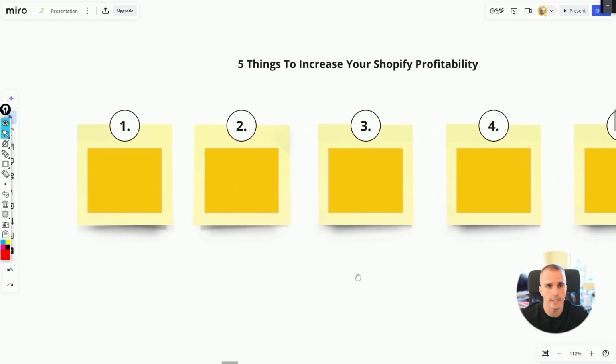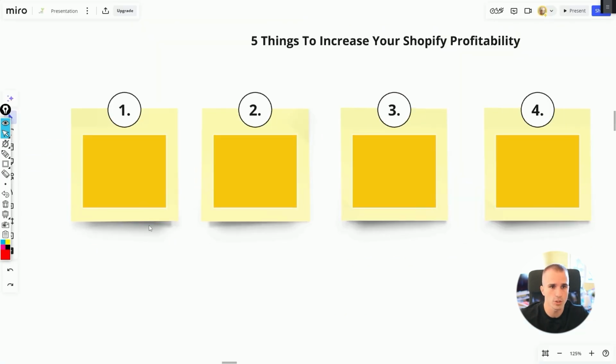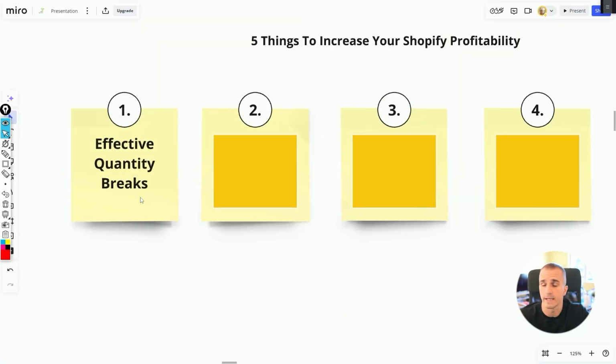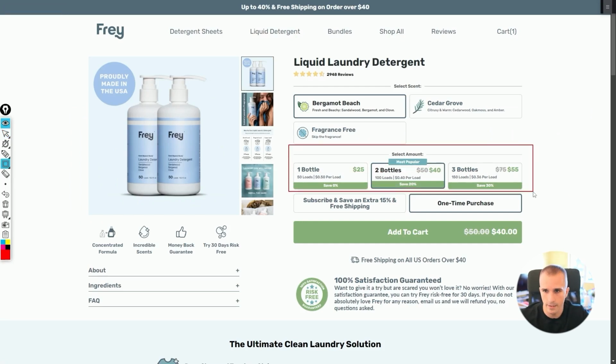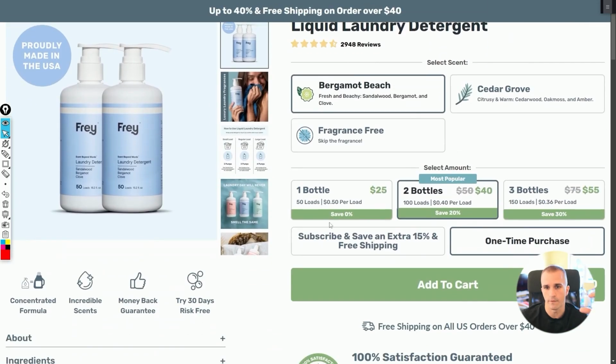So the first thing that you can take from this Shopify store and apply to yours is how they are having the effective quantity breaks on their website. What I mean by effective quantity breaks is this part here, and what's really important about it, let's zoom it up so you can see it better. For each of these, they are showing what's the benefit of choosing the higher tier. You can see on the first option, they have save 0%. Then on the second option, they have save 20%. And on the third option, they have save 30%.